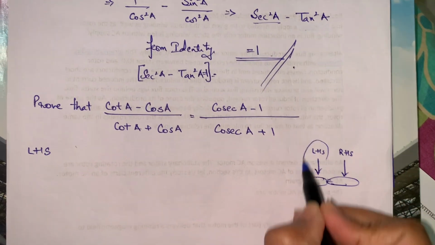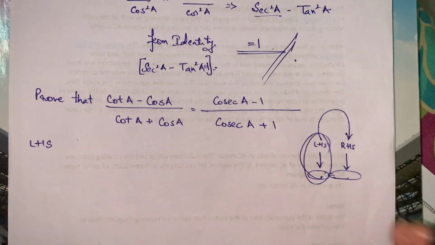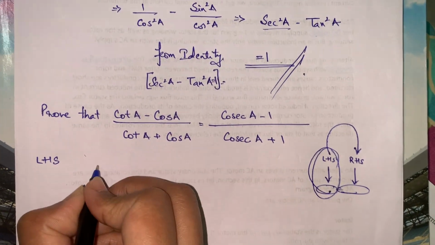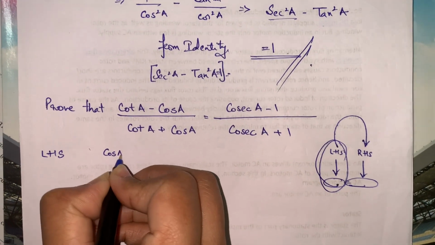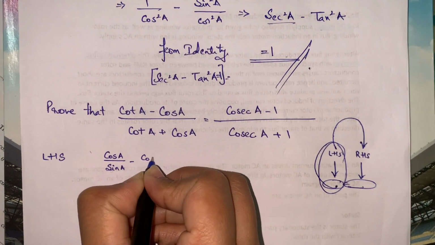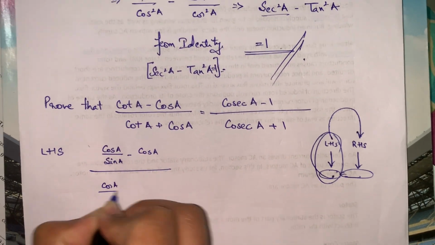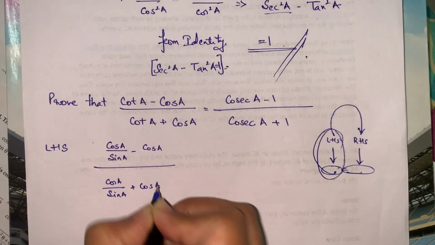Your main aim should be to start with the LHS and show that it is equal to the RHS. Okay, now let's see LHS. How am I going to write it? This is cot A, so it is cos A by sin A minus cos A by, this becomes cos A by sin A plus cos A.